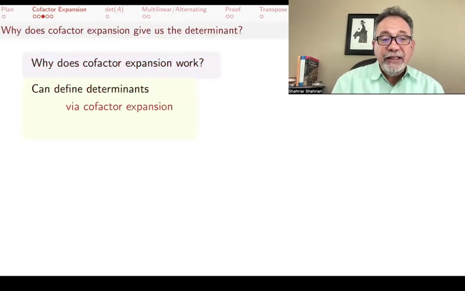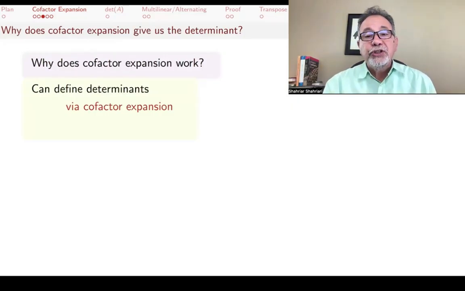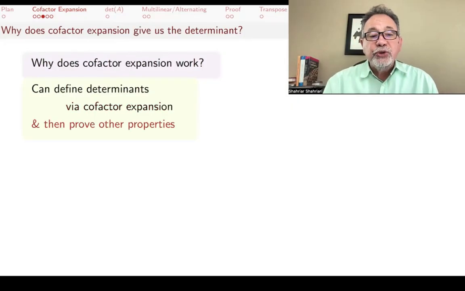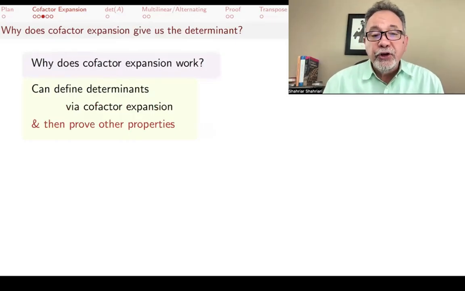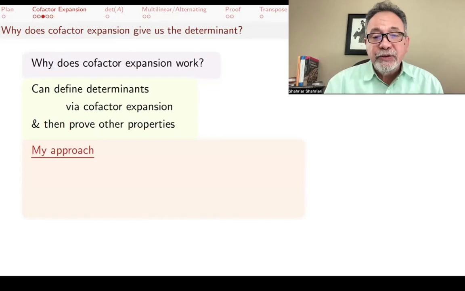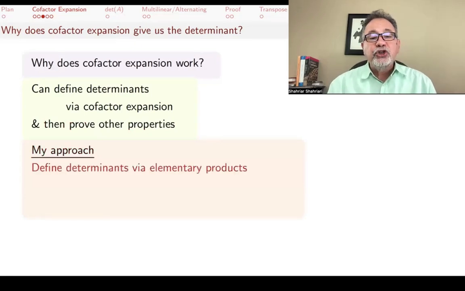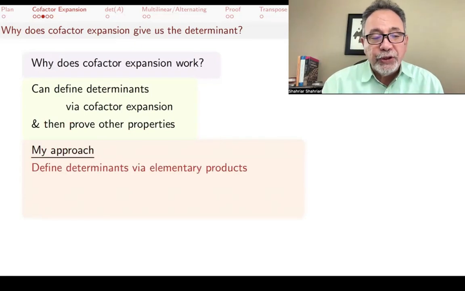You could actually define determinants via cofactor expansion. You could say the determinant of an n by n matrix is what you get from this process, in which case you wouldn't have to prove that cofactor expansion works, but then you would have to prove other properties. What I have done in the series of video lectures is to define determinants via elementary products, and I will tell you what that is.